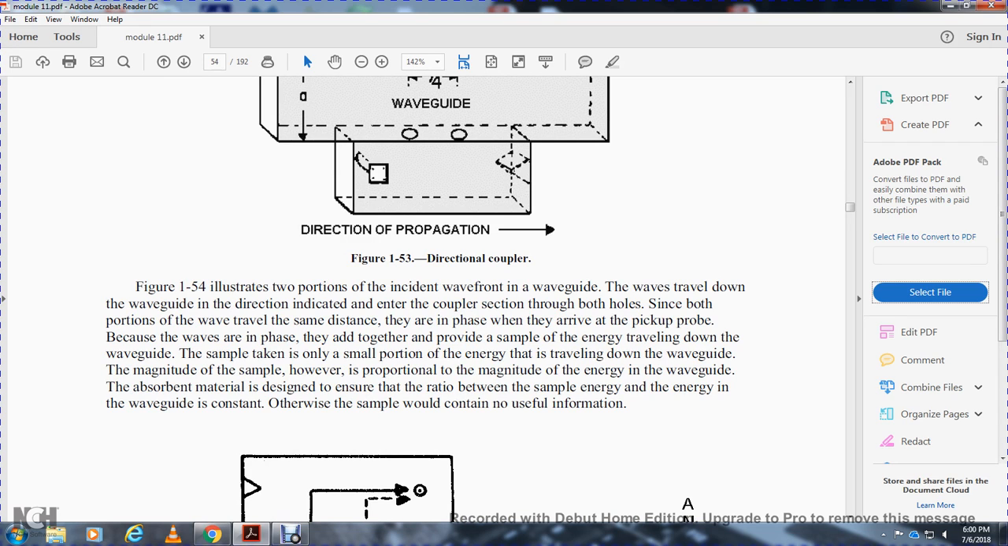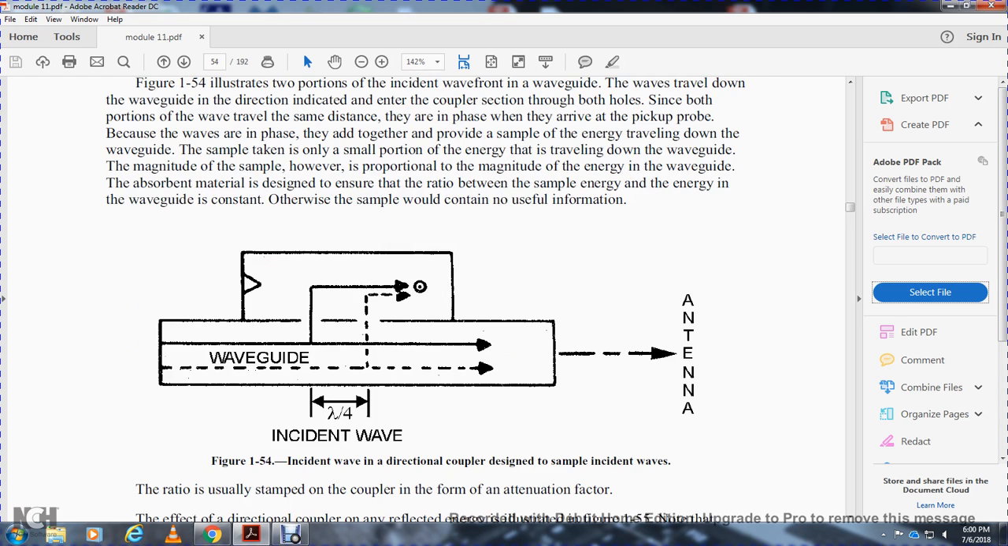The magnitude of the sample, however, is proportional to the magnitude of the energy in the waveguide. The absorbent material is designed to ensure the ratio between the sample energy and the energy in the waveguide is constant, or the sample will contain no useful information.